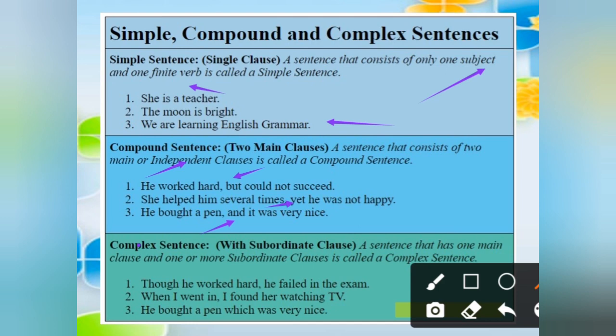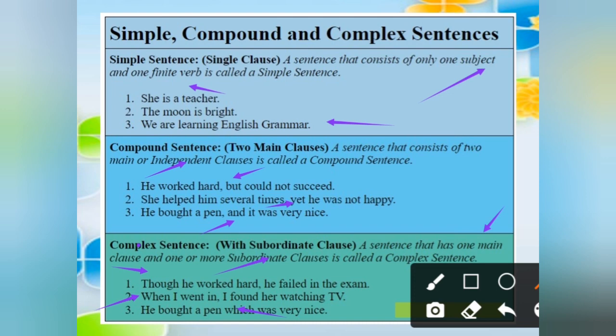Simple, just go through the conjunction. Complex, subordinate clause, one main clause and one or more subordinate clauses, like though he worked hard, he failed in the exam. Though is our conjunction, that is the subordinate one. He failed in the exam. When I went in, I found her watching TV. Identify the conjunction. What is the conjunction? That is when. So when I went in, this is our subordinate clause, remaining main clause. He bought a pen which was very nice. Identify, that is which. This is our subordinate part, and he bought a pen, main clause.